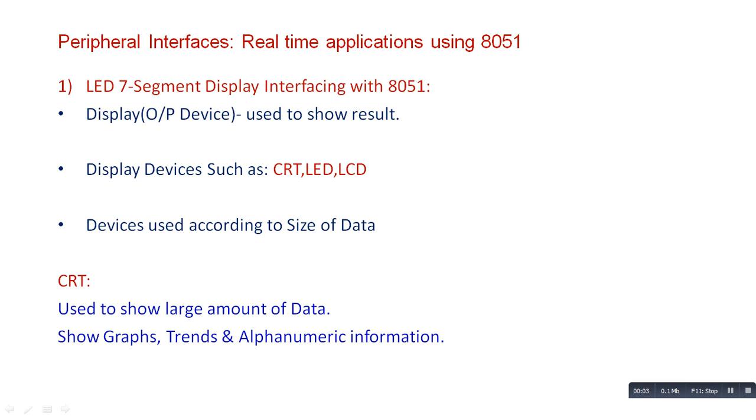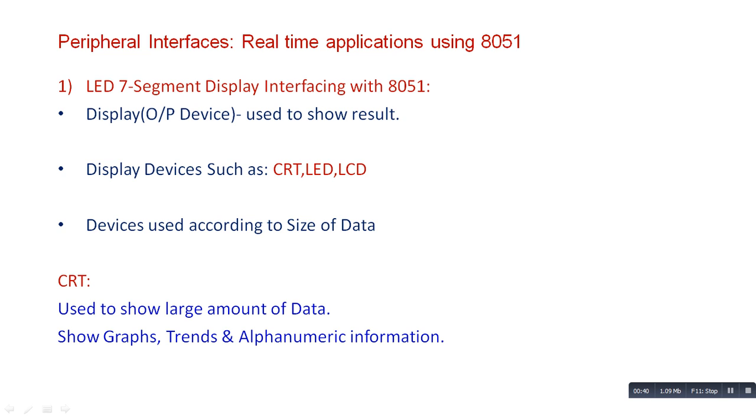In this lecture, we are going to discuss how the different output devices like CRT, LED, LCD are interfaced with the 8051 microcontroller. As we know, the LED 7-segment display interfacing with 8051 can be used to show the result. So that's why we call this 7-segment display device the output device. Basically we choose the device according to the size of the data.